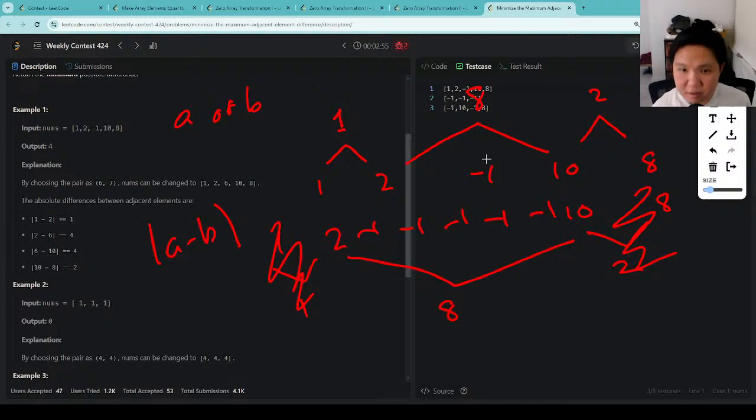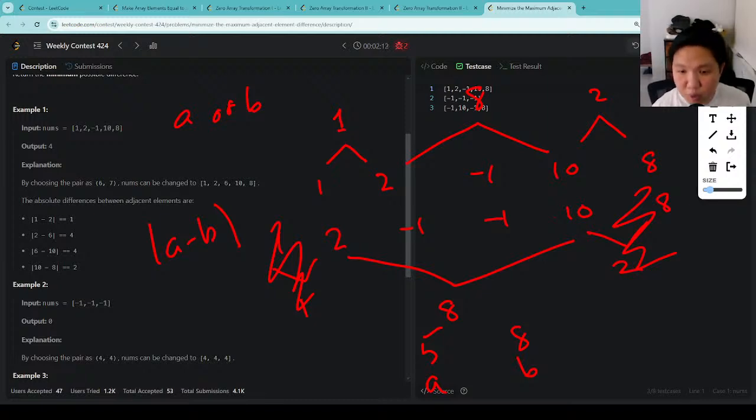So let's say it's 2, -1, -1, 10. To make this as small as possible, I need to take 8, divide it by 3, and then add to 2. So 8 divided by 3 is about 3. So 2, I can do like 5, and this can be 8. So 2 and 5 is 3, 5 and 8 is 3, 8 and 10 is 2. So A will be 5 and B will be 8. Yeah, this is kind of tricky.